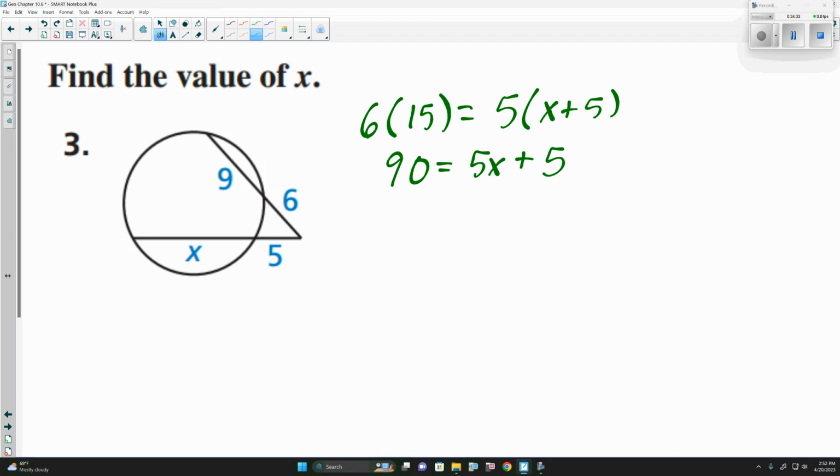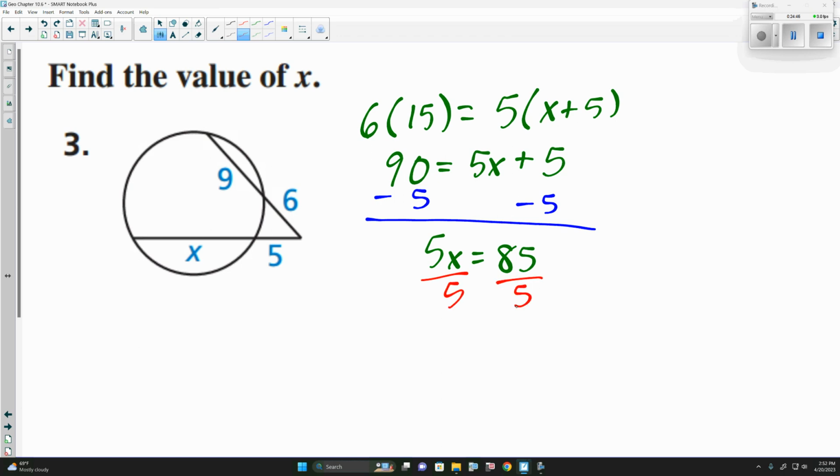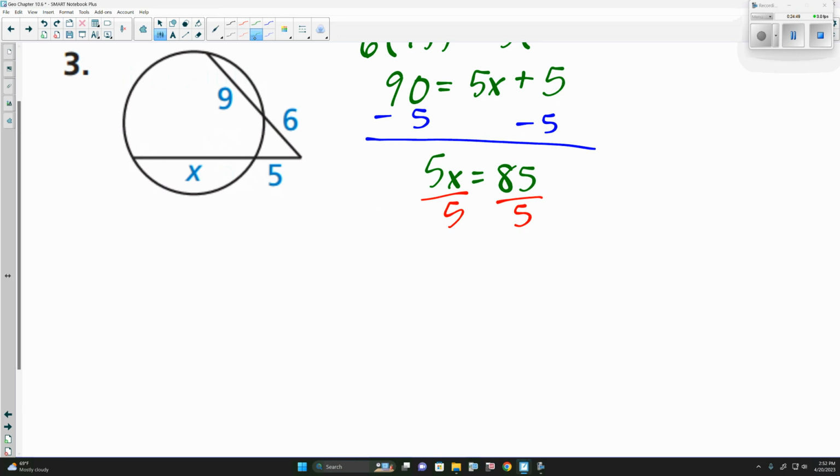Right, we would subtract 5. 5x is equal to 85. How many times does 5 go into 8? So it goes into it once, which leaves us with 35. So x is 17. Questions on this here?